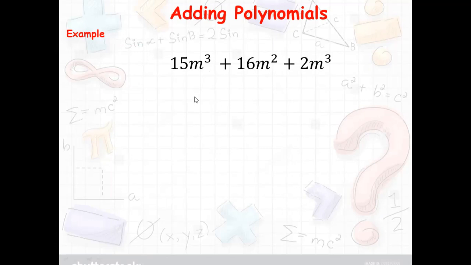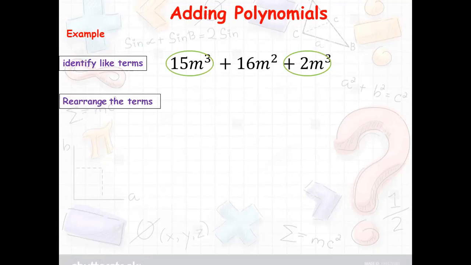These two are like terms, so we are going to arrange the polynomial properly in order so that it becomes easier for us to calculate. So first is identify the like terms. So like terms are 15m cube and 2m cube. Let's arrange the terms so that it becomes 15m cube plus 2m cube plus 16m square. We are just bringing them together, that's all.